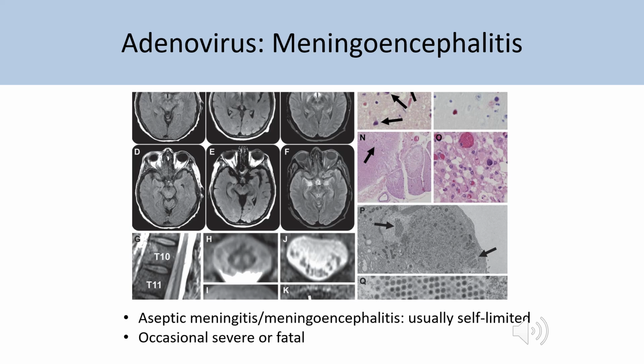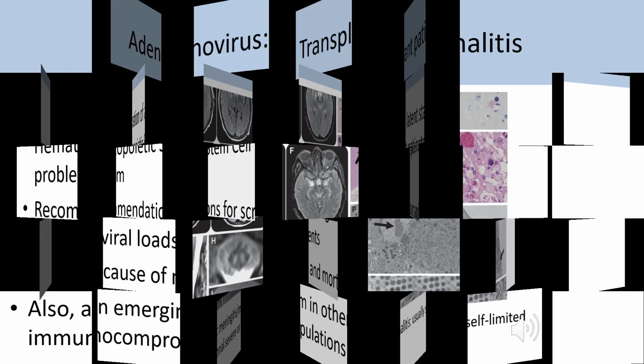Meningoencephalitis is a rare manifestation of adenovirus, but it does occur in both the immune-competent and the immune-compromised host. Usually it's self-limited when mild, but can be quite severe sometimes and even fatal.